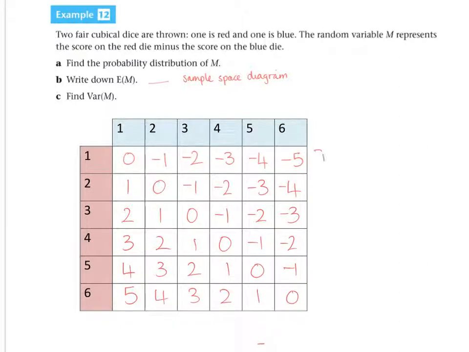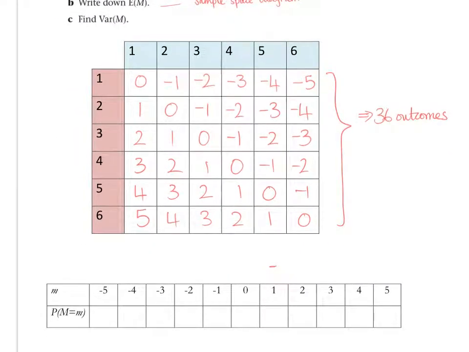So altogether in that sample space diagram there are 36 outcomes, so our probabilities are going to be out of 36. That's the best way to look at it. Right, find the probability distribution of M. The possible values run from -5 right the way up to 5, so we need a table that covers all of those possible outcomes. Let's pop a table underneath and fill that out.